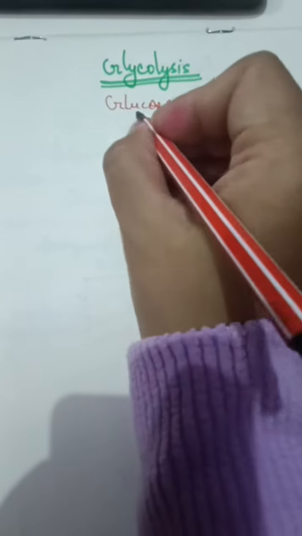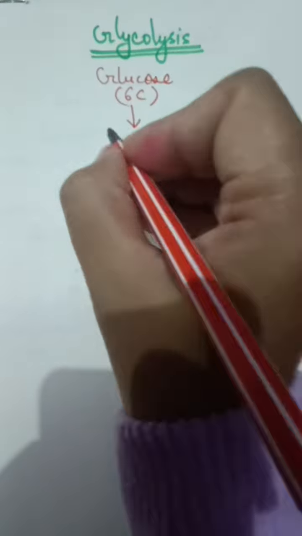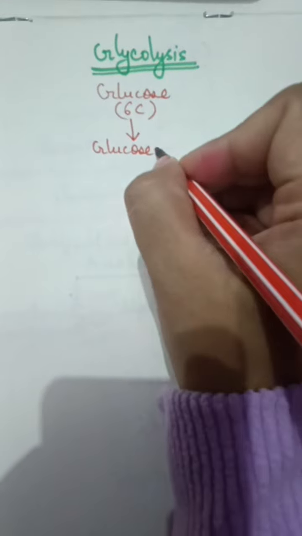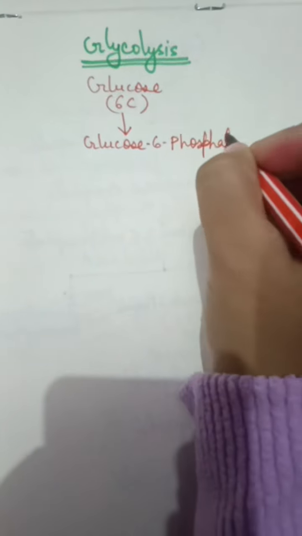Welcome everyone. Today's topic is glycolysis, and my first step is glucose, which is a 6 carbon compound, is converted to glucose 6-phosphate, and it takes place in the presence of hexokinase, which catalyzes the transfer of a phosphate group from ATP to glucose to form glucose 6-phosphate.